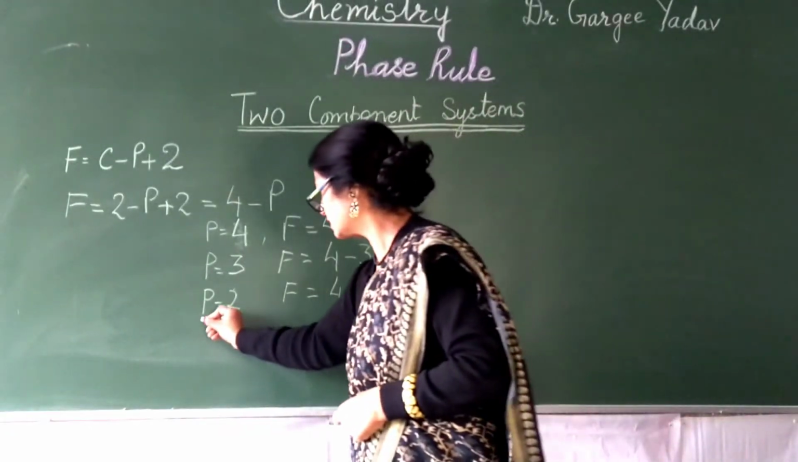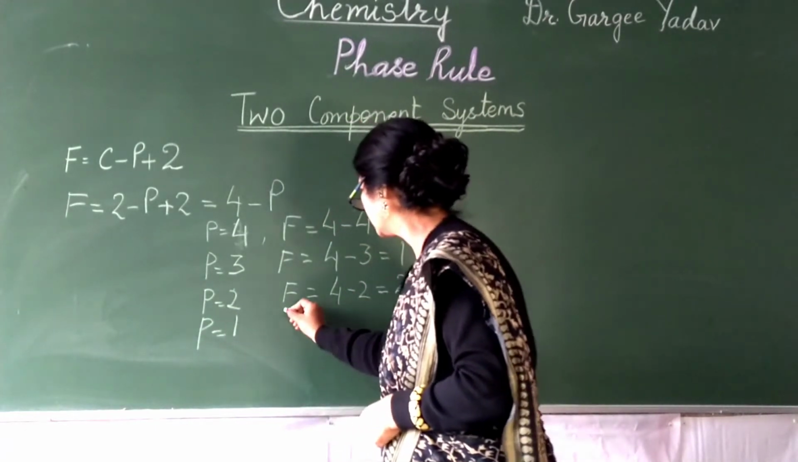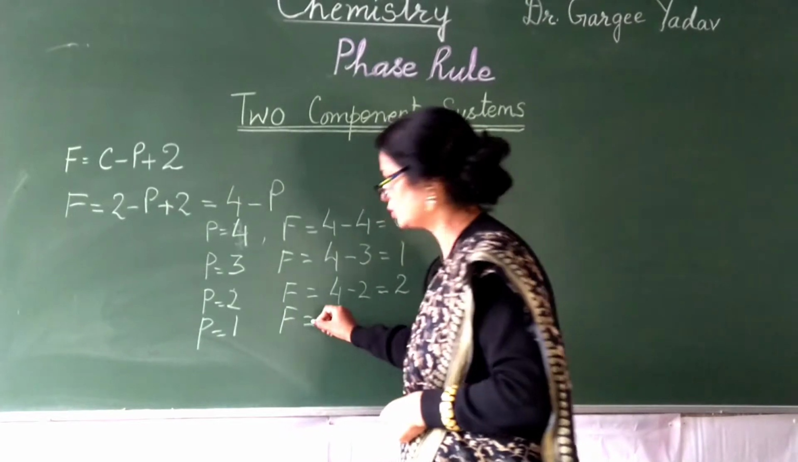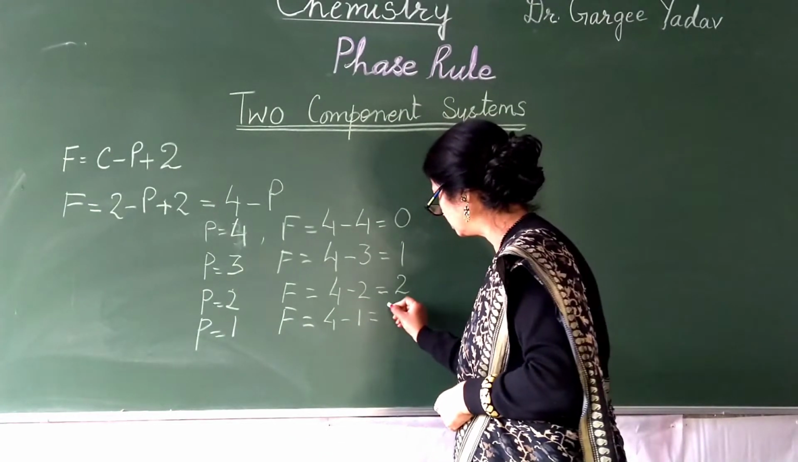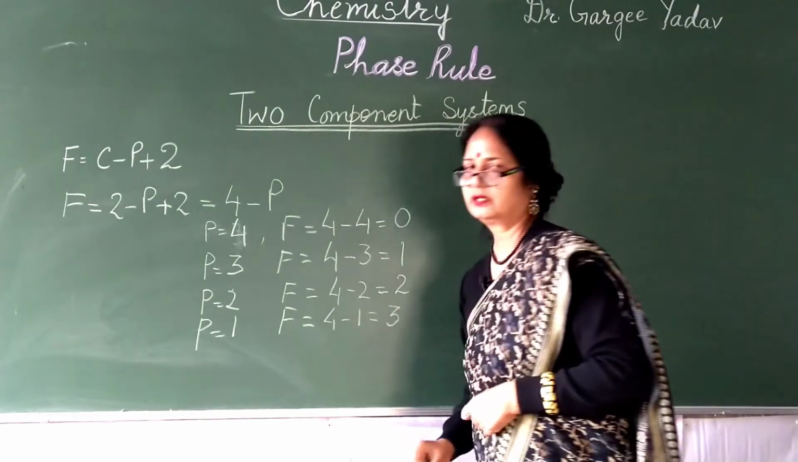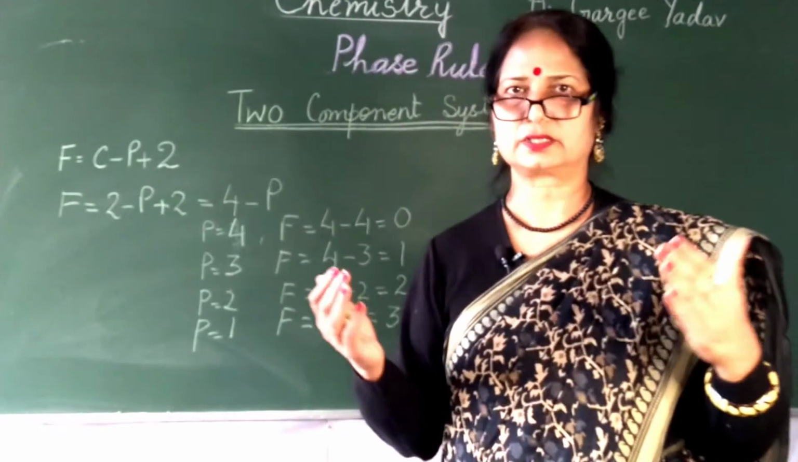Now suppose a single phase is present, then F will be equal to how much? 4 minus 1, and this comes out to be 3. This means we have to fix at least three variables to define that system completely.